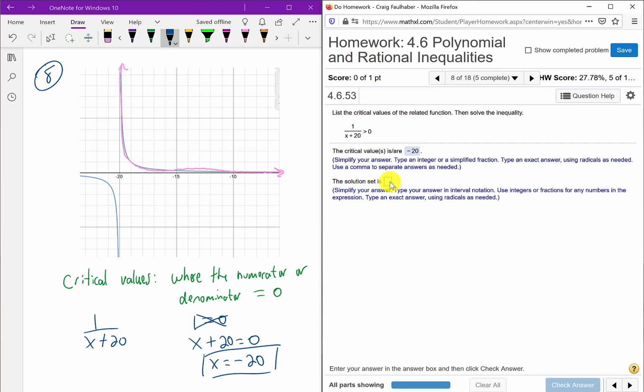Now we can actually find the solution set. You can watch the video lecture to hear a little bit more about critical values.